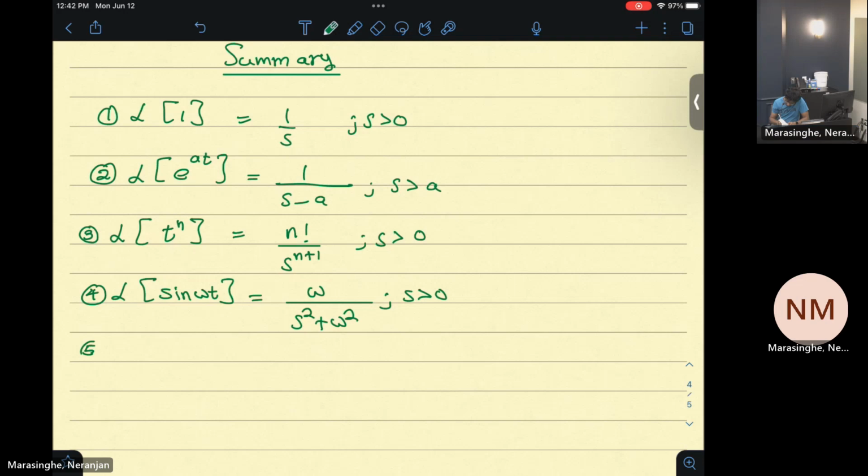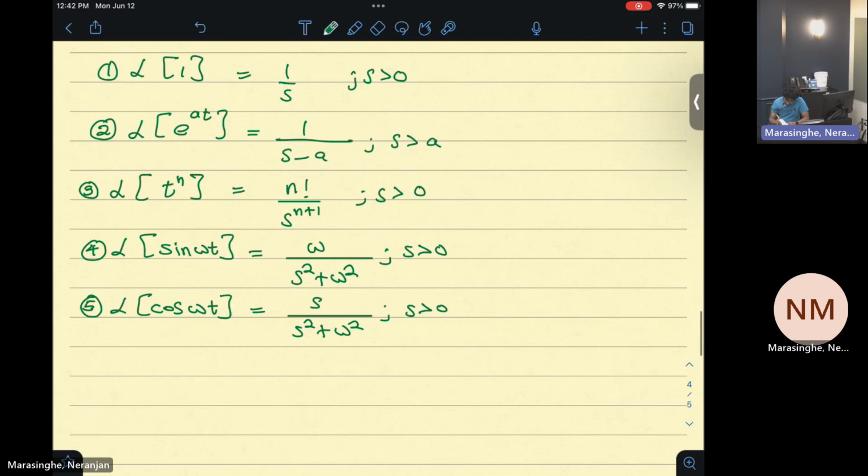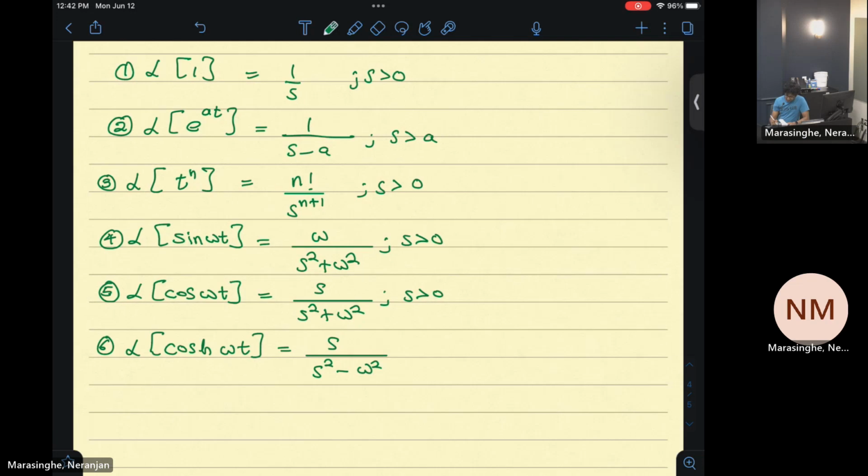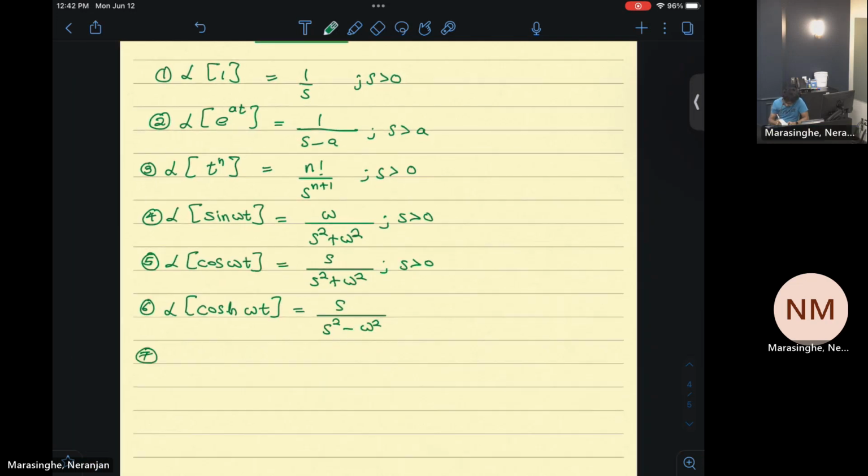And we discussed Laplace of cosine omega t, which is equal to s divided by s square plus omega square. Then we discussed Laplace of hyperbolic cosine omega t, that is equal to s divided by s square minus omega square. And finally, the Laplace transform of hyperbolic sine of omega t, that is equal to omega divided by s square minus omega square.